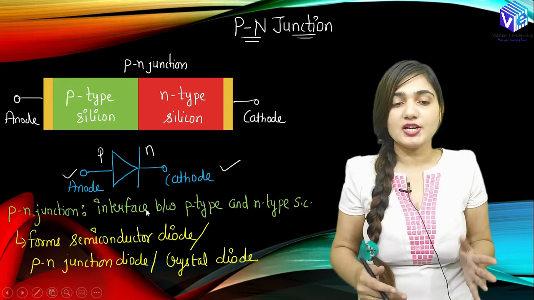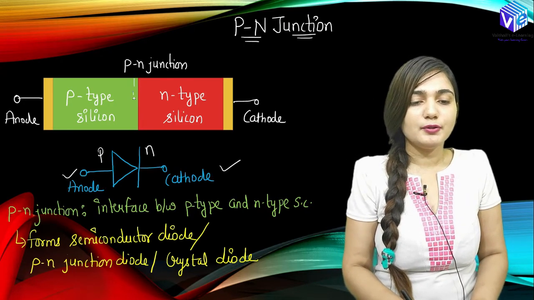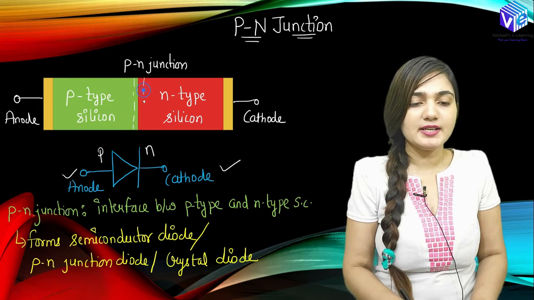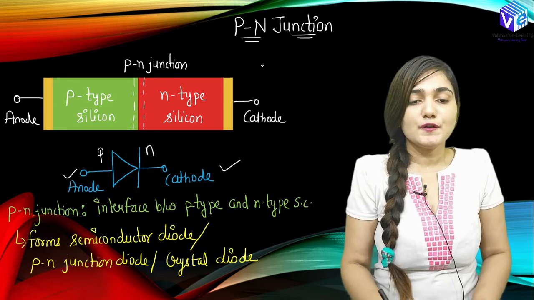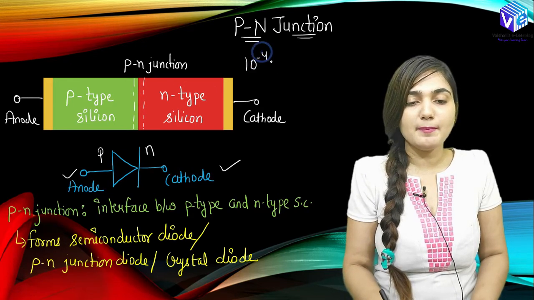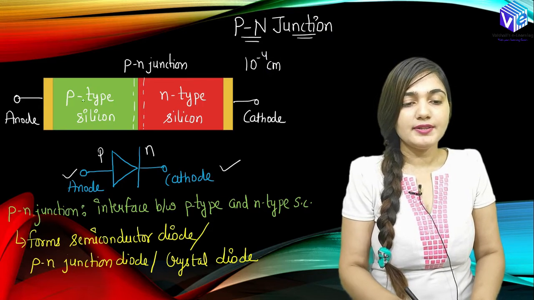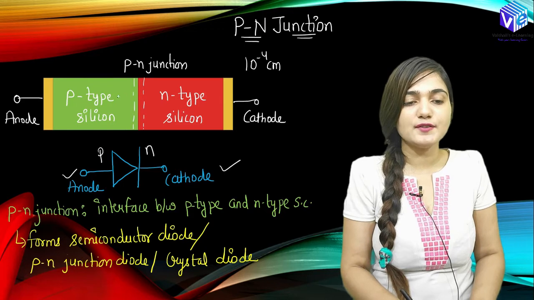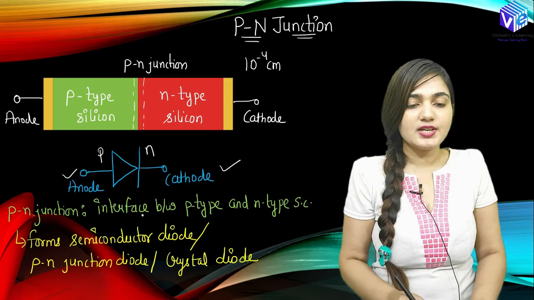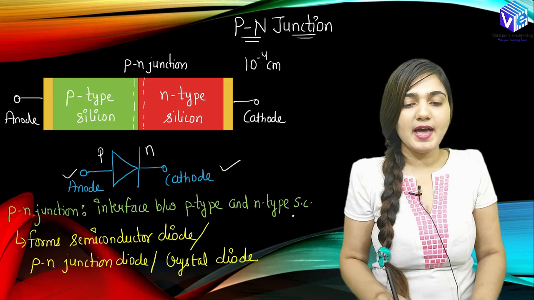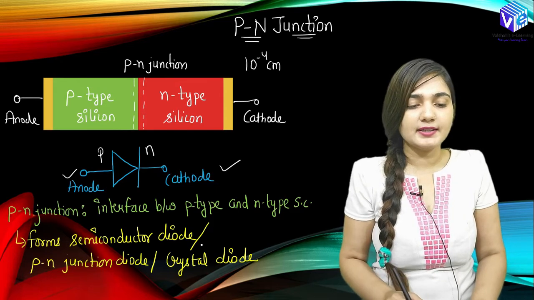So now what is the PN junction? The junction that is formed at the layer where these two materials are joining. So at this point I will be having the junction. So the junction width is around 10 raised to power minus 4 centimeter, right? So this layer in the vicinity of this interface of P or N type of silicon is the PN junction, right? So PN junction is the interface between the P type and N type semiconductor, right? So it is going to form the semiconductor diode, right?